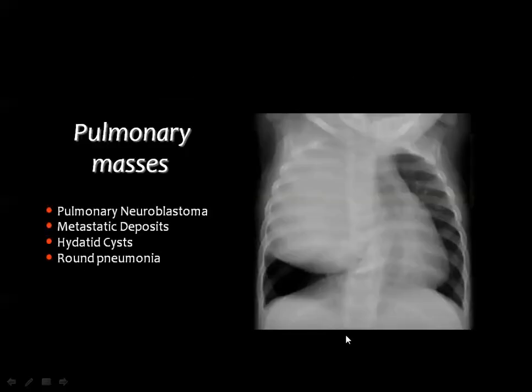Then we came to the masses in the pediatric age group, and we emphasize this issue, which is the pulmonary neuroblastoma. And here you see a big mass in the right lung displacing the heart to the right side.